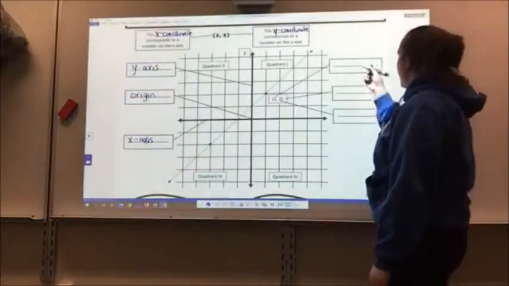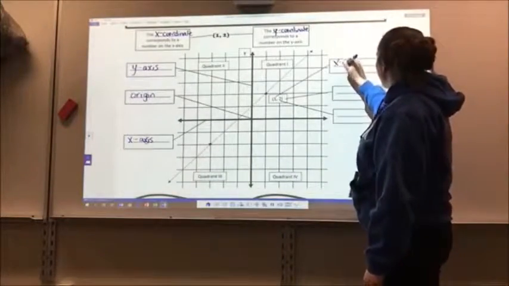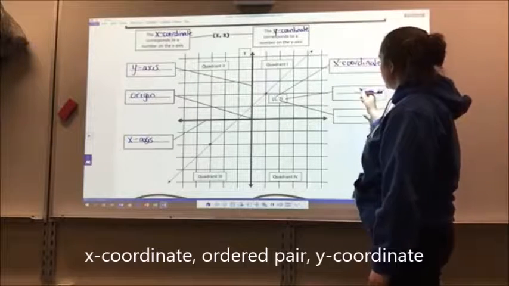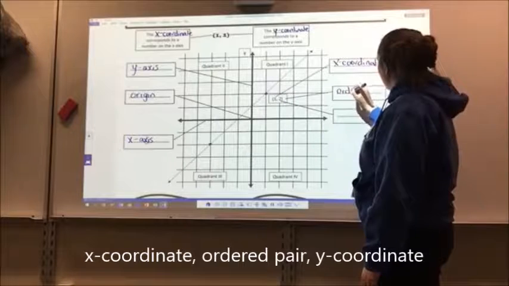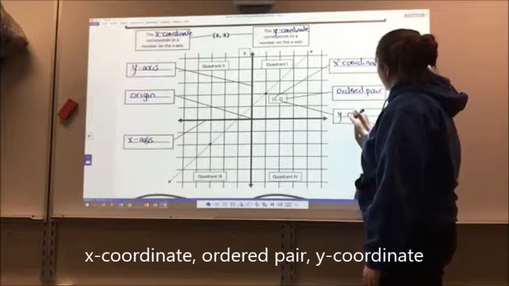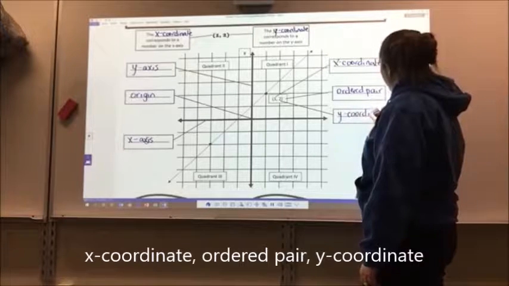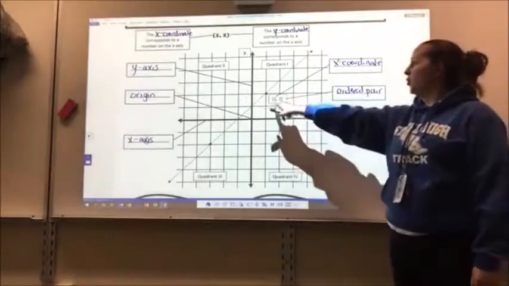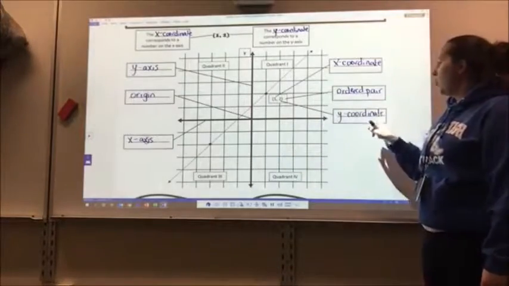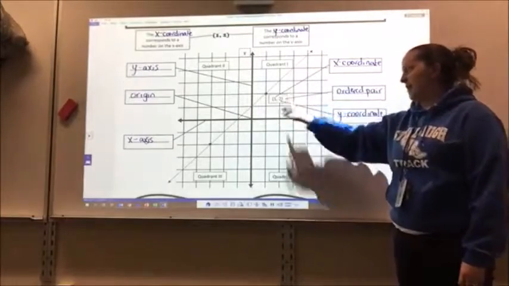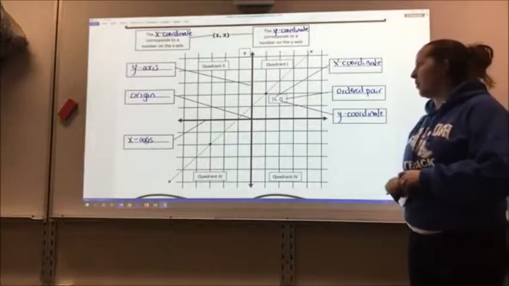On this side, you're going to put x-coordinate, ordered pair, and y-coordinate. So the x-coordinate refers to 1, the y-coordinate refers to 2, and the ordered pair is both of them together, 1, 2.